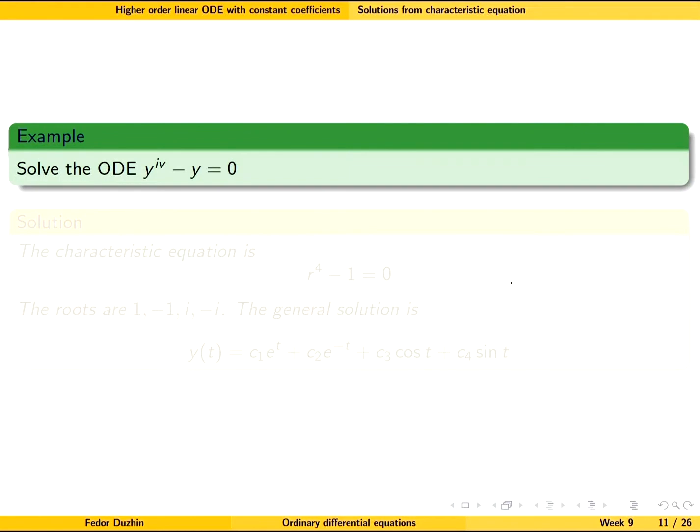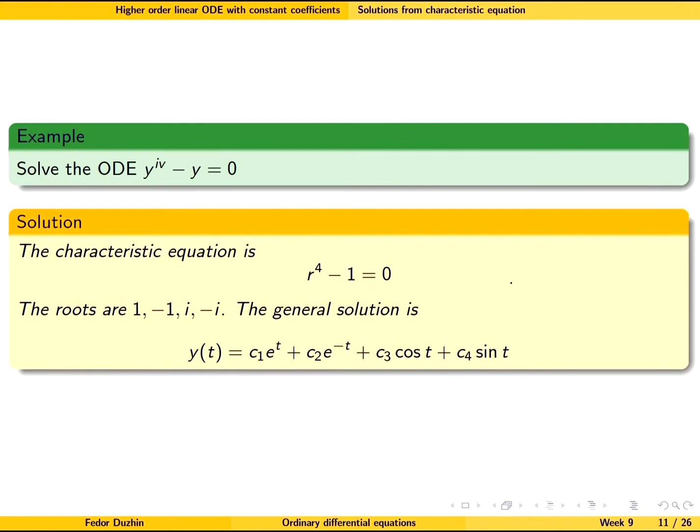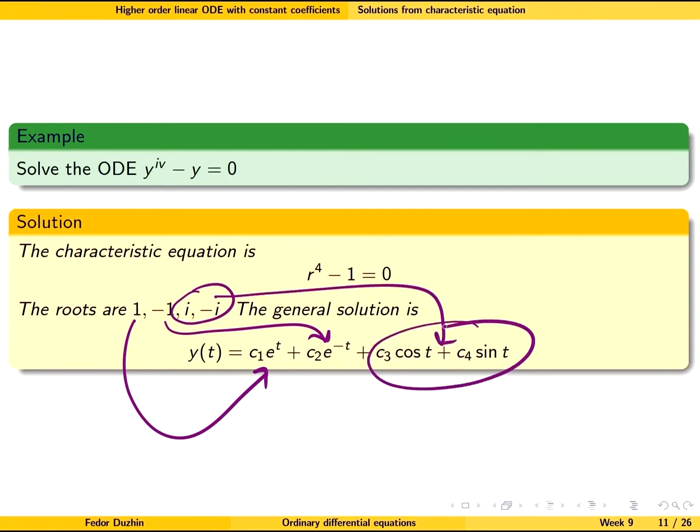Let me give you a simple example first. So the fourth derivative of the unknown function minus the first derivative of the unknown function is 0. Then the characteristic equation is r to the 4 minus 1. And then there are 4 complex roots. And the general solution is going to be a combination. Now, 1 here gives us e to the t. Minus 1 gives us e to the minus t. And the pair i and minus i gives us sine and cosine t. And so this is exactly similar to a second order differential equation.